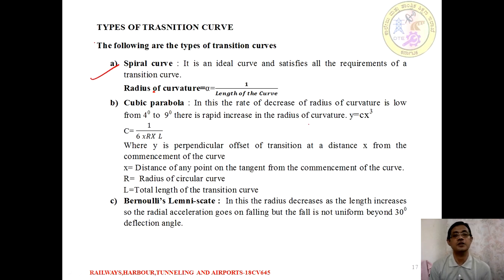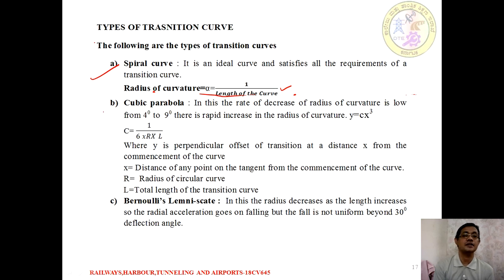The first one is called the spiral curve. It is called an ideal curve as it satisfies all the requirements of a transition curve. The radius of the spiral curve is going to be alpha, it is going to be 1 over the length of the curve. So that is called the spiral curve.